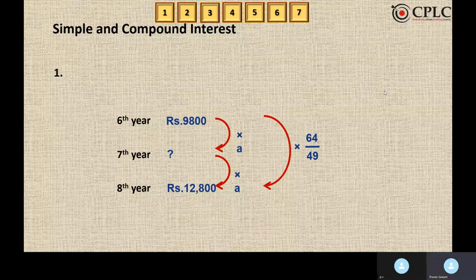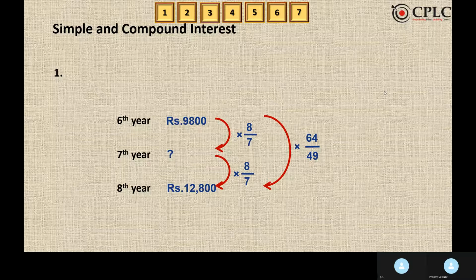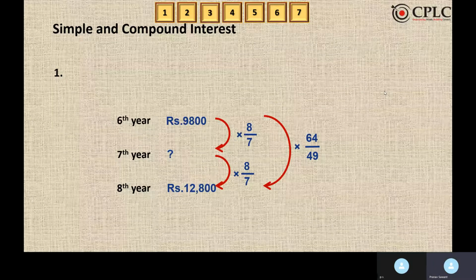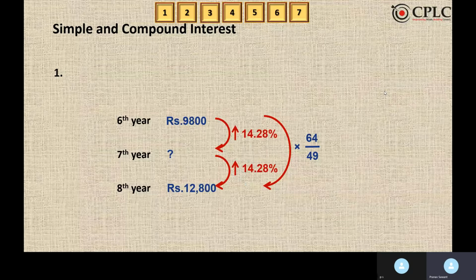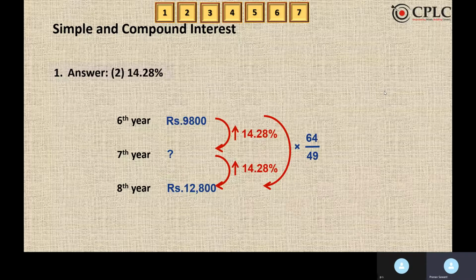That means we have done A into A, and A into A is A square. So A square is equal to 64 upon 49. To get the value of A, we'll have to take square roots and we'll get 8 upon 7. The value of 8 upon 7 is 114.28. 114.28 is the value. Our base is always 100. So what percentage increase is it? It's an increase of 14.28%. Hence, 14.28% is the answer.